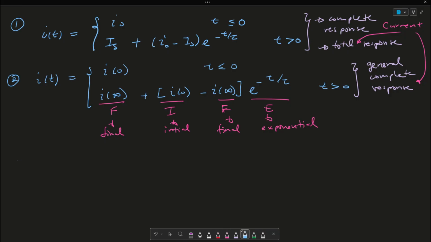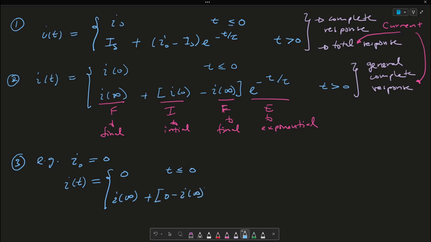So now for the last one, which is the step response, we want to consider that the inductor is uncharged initially. So for example, I0 is equated to 0. So then we can say that I of t is basically 0 for t less than or equal to 0. We can say then that it's the final current, I infinity, plus 0 minus I of infinity times e to the minus t over tau for t greater than 0.